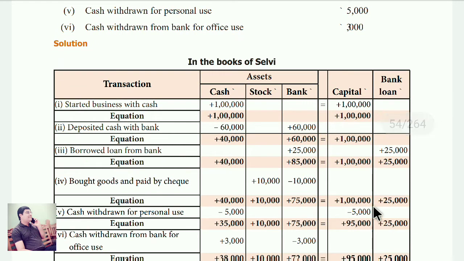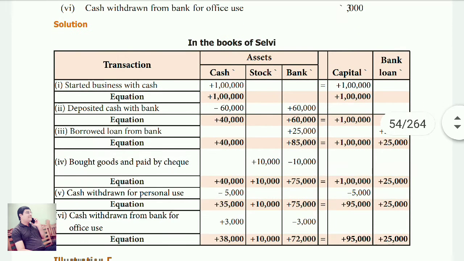Next, fifth point, cash withdraw for personal use. Cash withdraw for personal use. Personal means what? For your own purpose. Rupees 5,000. So you withdraw for personal use. So you're withdrawing money 5,000 rupees from your business. So cash, you are withdrawing cash. So from the business cash is minus, and as well as capital is minus rupees 5,000.